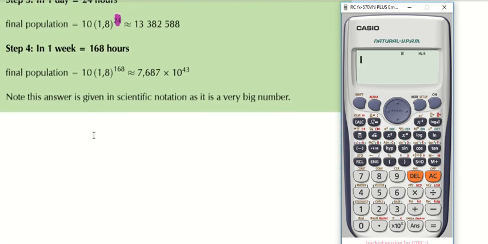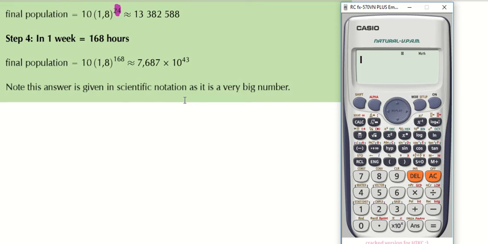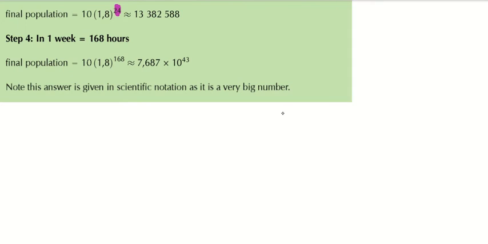Okay, so note this answer is given in scientific notation because it is a very big number. Scientific notation is a nice recap of grade 9 work. We write only one place in front of the comma, all the places that follow we write after the comma, and then we write 10 to the power of how many places are still left in front of the comma. Okay.